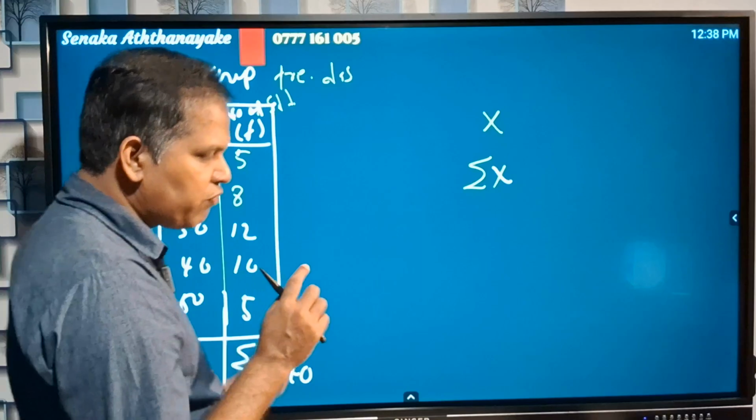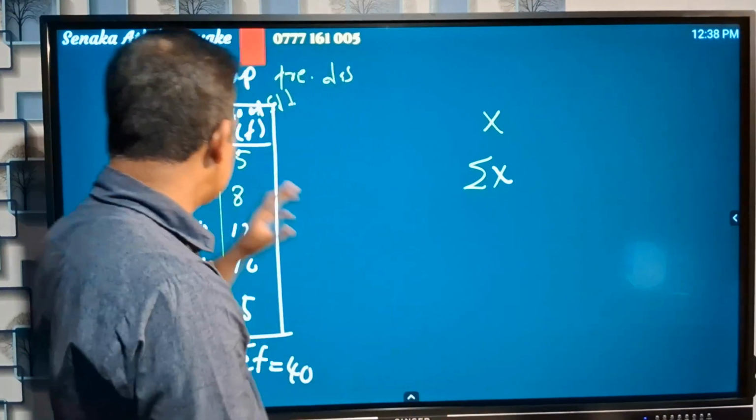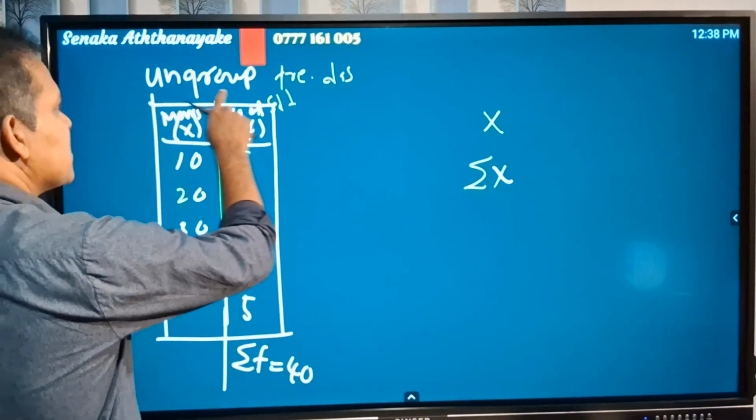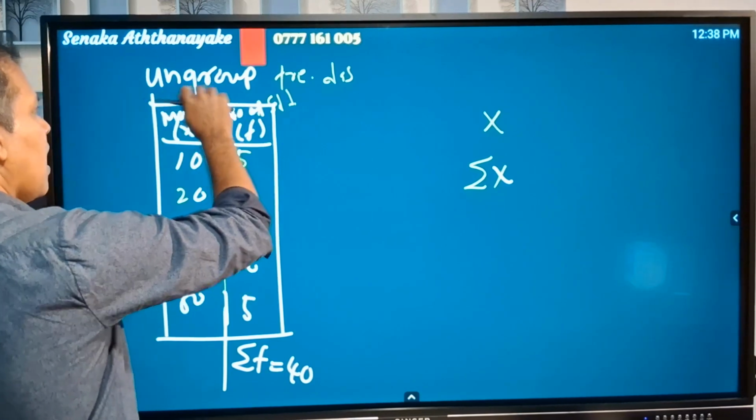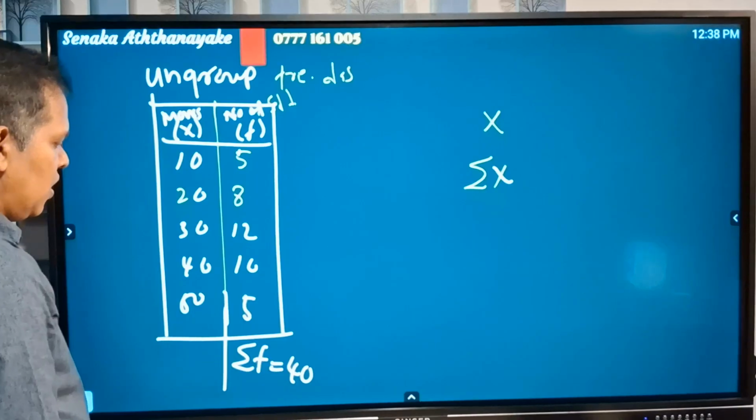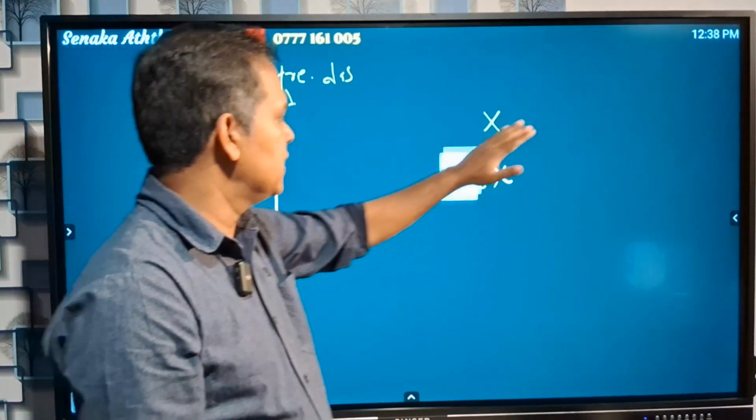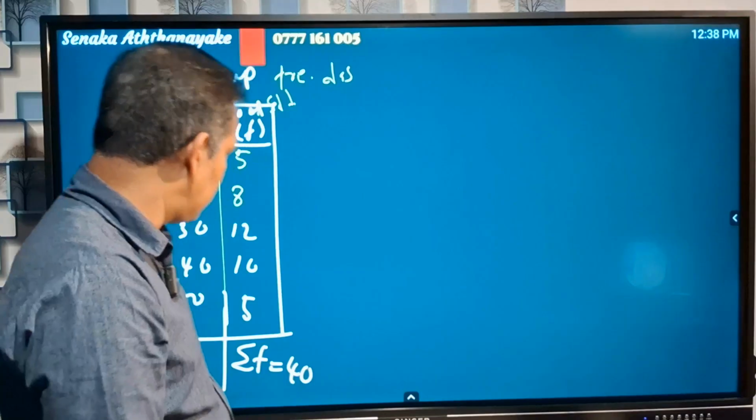Now I want to find the mean of this distribution. What is the type of this distribution? Ungrouped frequency distribution. Okay, tell me, how do you find the mean of this distribution?